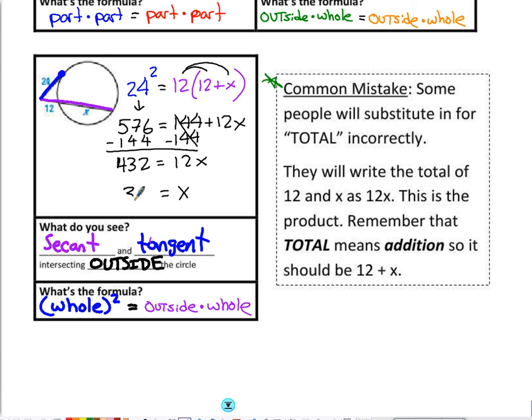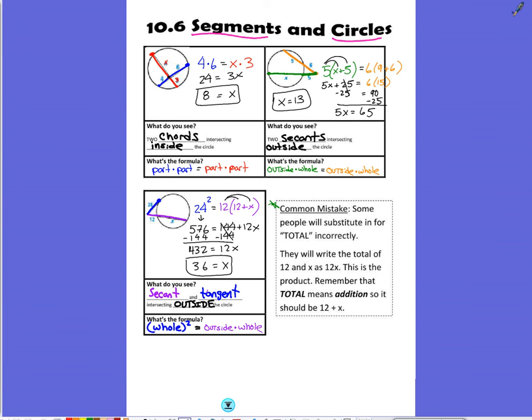That's really all 10.6 is. You just have to make sure that when you look at the whole picture, you remember which formula goes with which type of problem based on what you see. And don't forget about your common mistake.